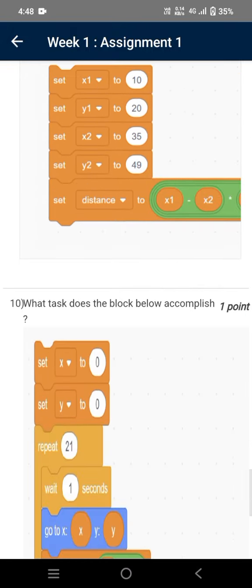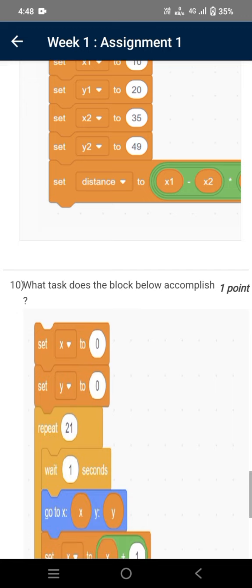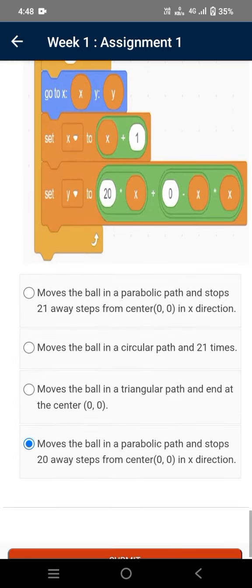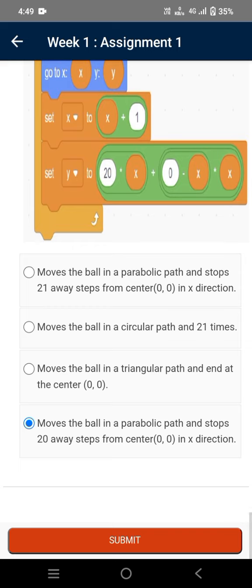Question 10th. What task does the below block accomplish? Answer will be option D. Move the ball in a parabolic path that stops 20 steps away from the center 0,0 in x direction.